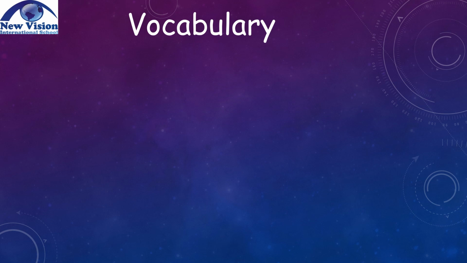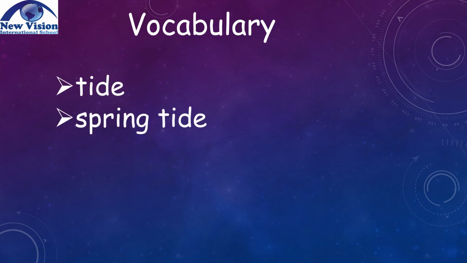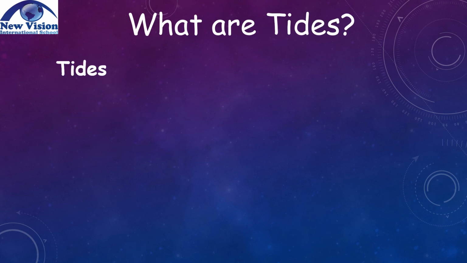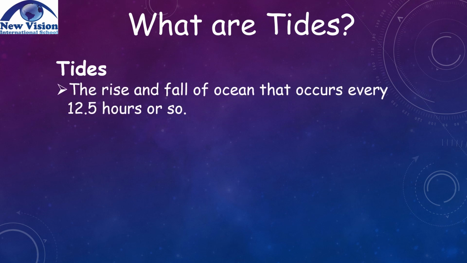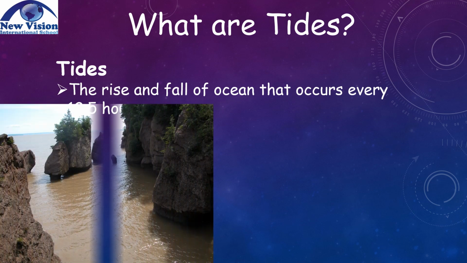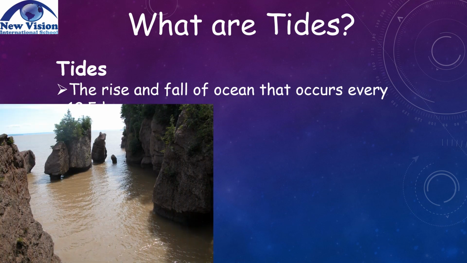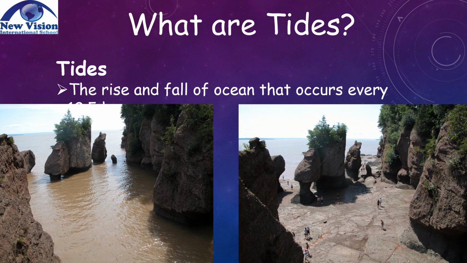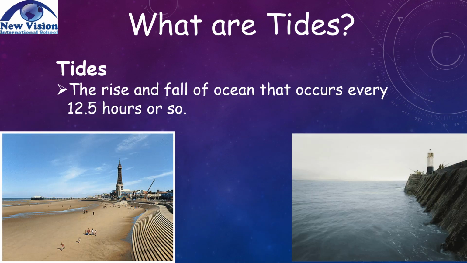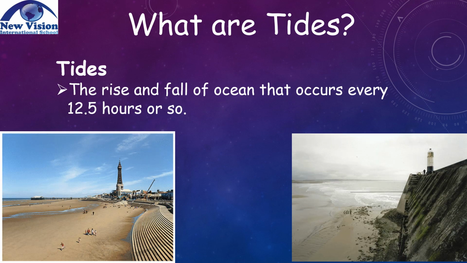Vocabulary words. After this lesson, you will understand the meaning of the following words: tide, spring tide, and neap tide. What are tides? When you say tides, it is the rise and fall of ocean water that occurs every 12.5 hours or so. The water rises for about 6 hours, then falls for about 6 hours. So here are examples of tides. We have high tide and low tide.